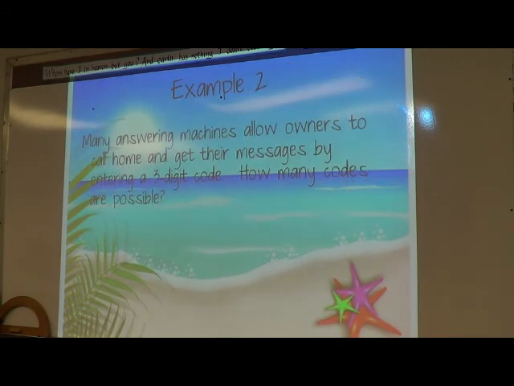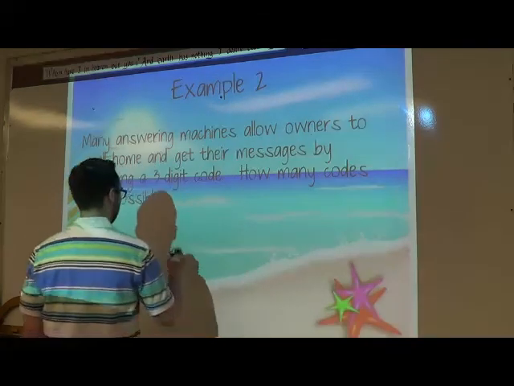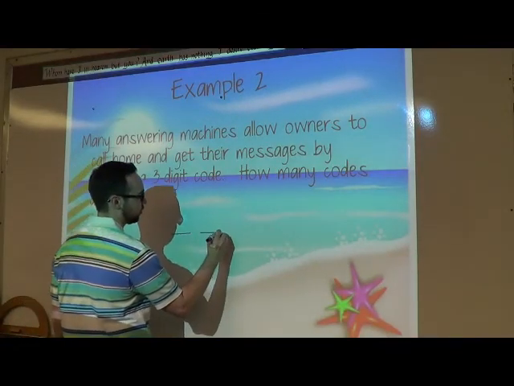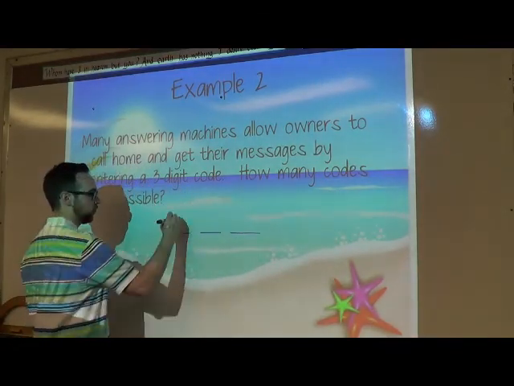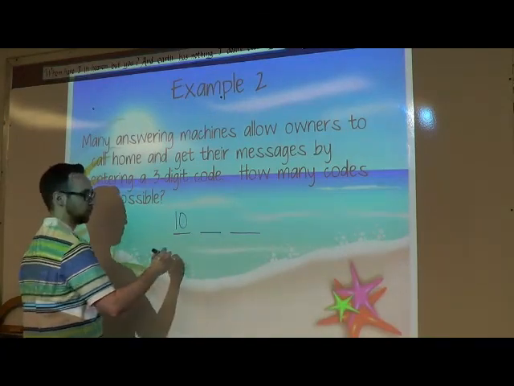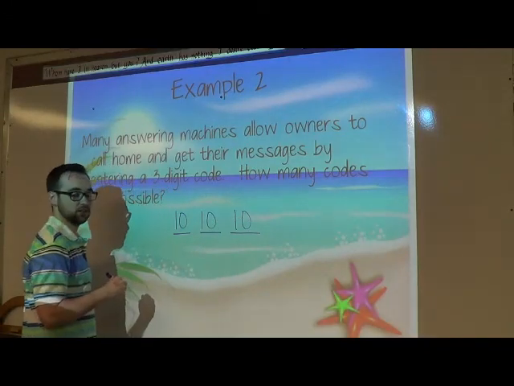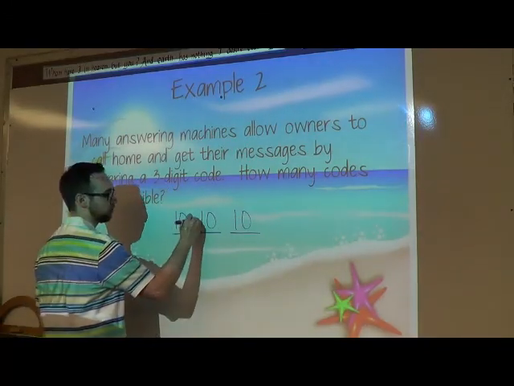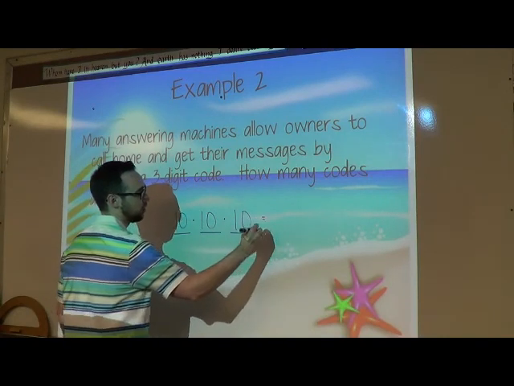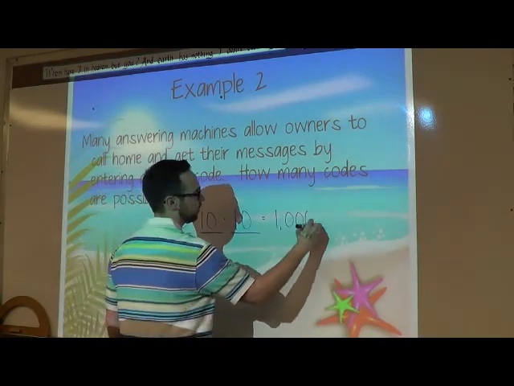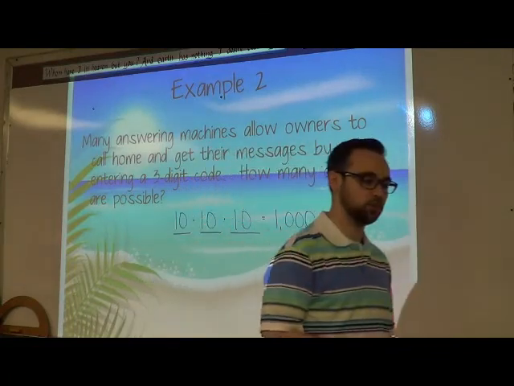Many answering machines allow owners to call home and get their messages by entering a 3-digit code. How many codes are possible? Now, the assumption here is that you could repeat numbers. So we have 3 digits. We have 10 digits, 0 through 9, for the first one, 10 digits for the second, and 10 digits for the third. Our fundamental counting principle tells us we multiply. So there are 1,000 different choices for codes that you could put into your machine.